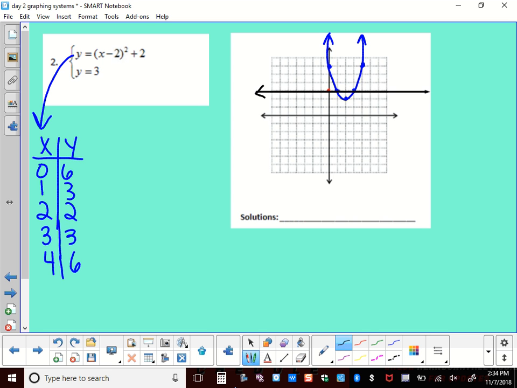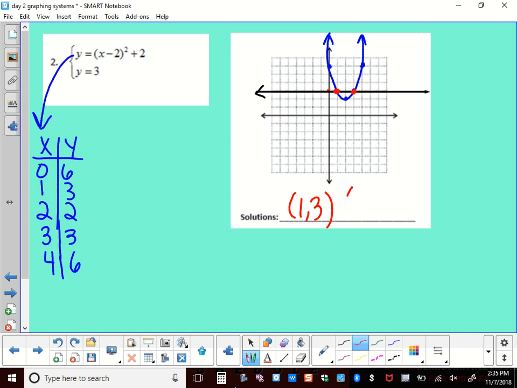Alright, so here we are. We can tell what our solutions are just from looking at our graphs. Sometimes they're not as clear, but I can look there, and I have what? 1, 3. And then I have 1, 2, 3.